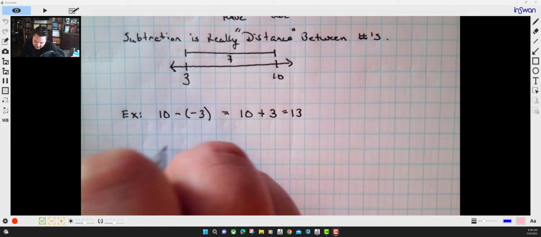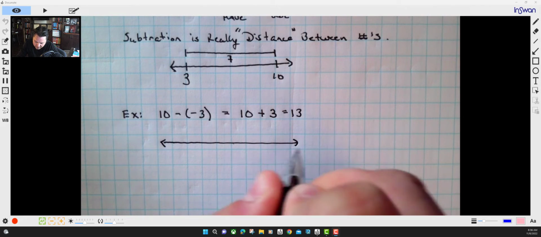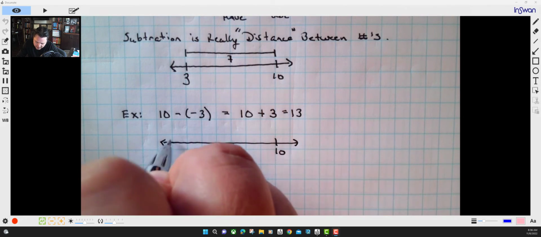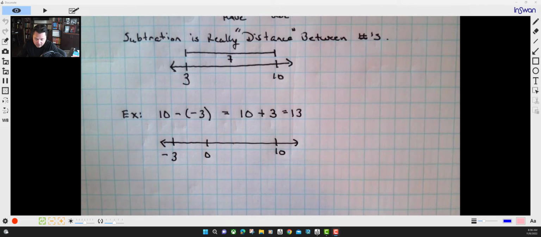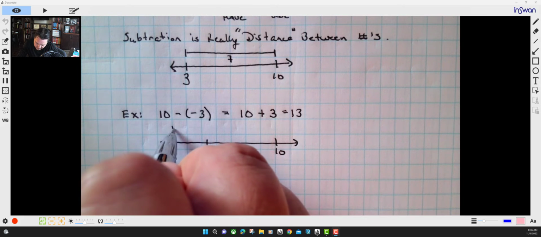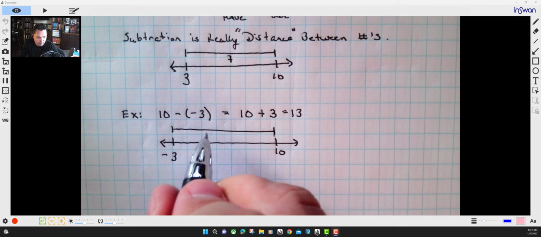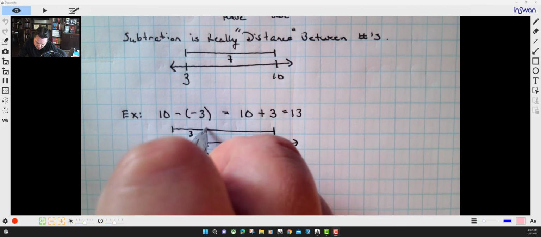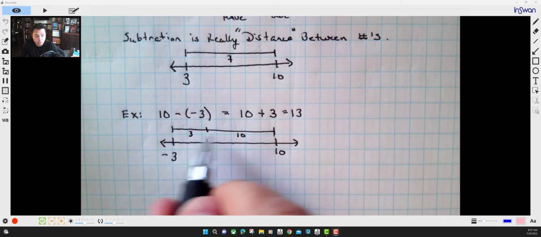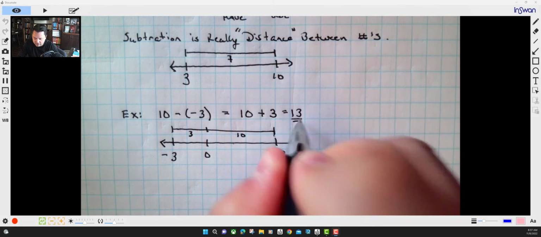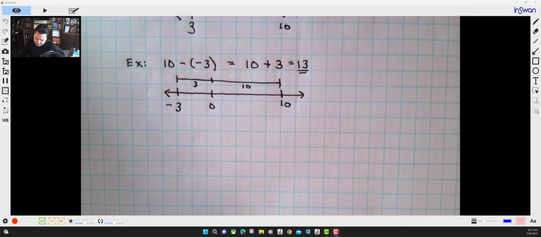Again, when we think about distance, or how far apart are these numbers, I've got a 10, and now I've got a negative 3. So here's 0, right? And so it's going to take me to find the total length between those. Well, I've got to go up 3. There's 3 here. There's another 10 here. So in total, my length here is 13. Okay. Let's try another one.